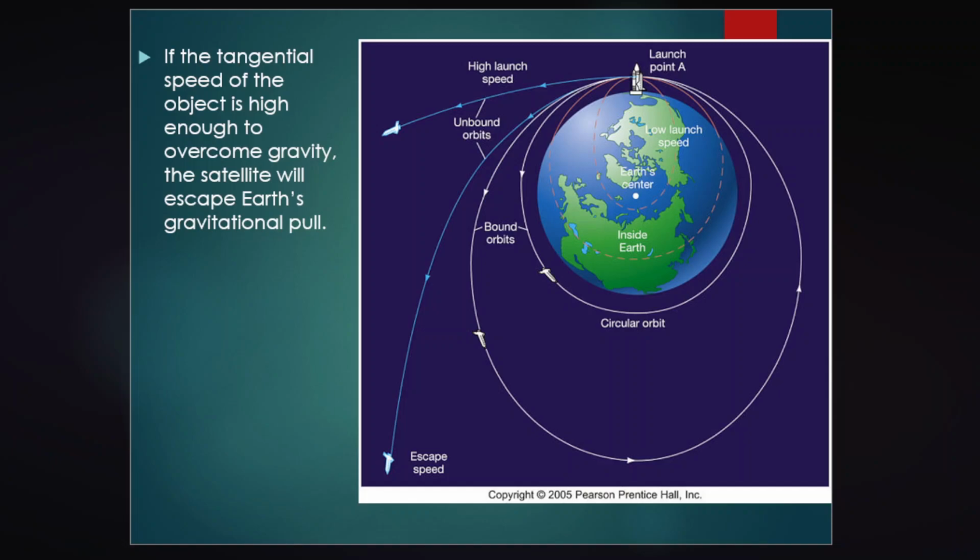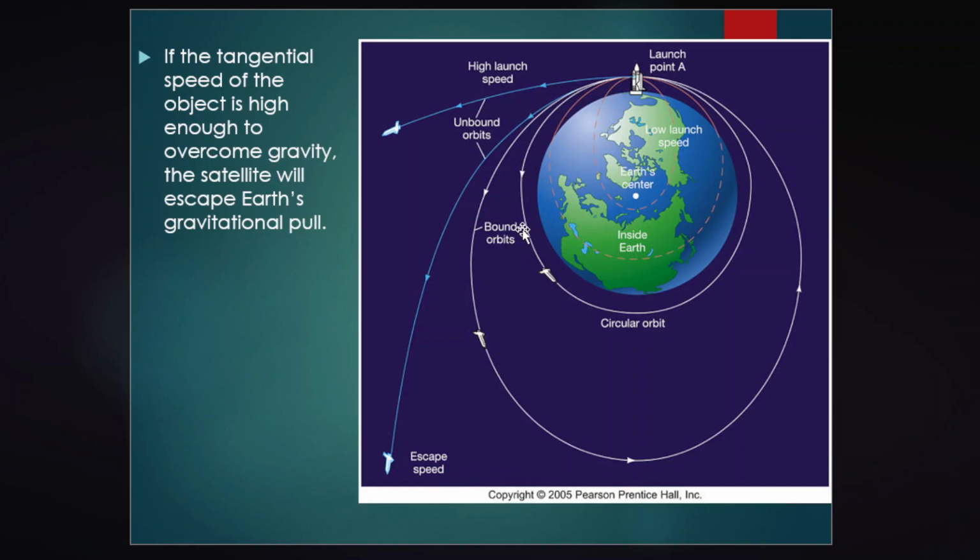It gets very tricky with how fast you launch things if you want them in orbit. Depending on how far away from the center of the Earth you want to place your satellite depends on how fast it needs to go. If you go fast enough, basically it overcomes gravity and you can go off on a tangent. You can reach escape speed.